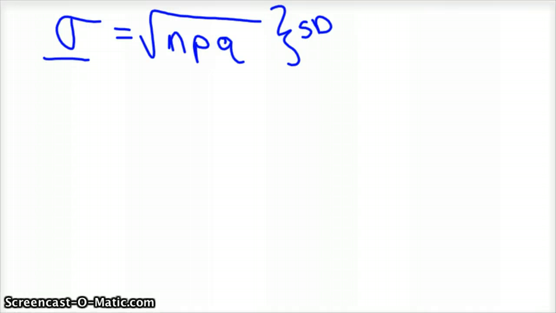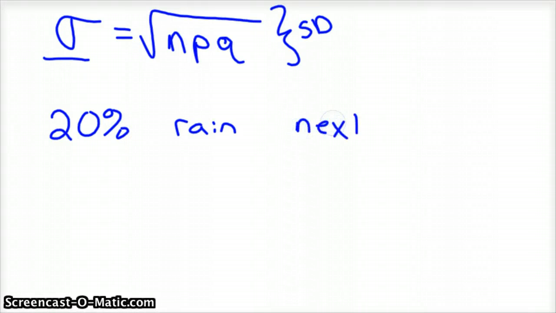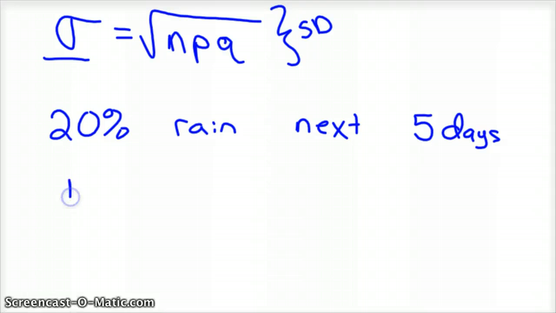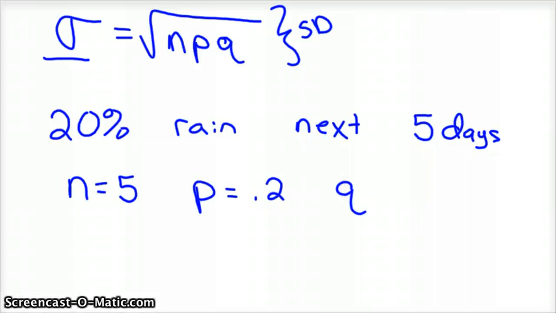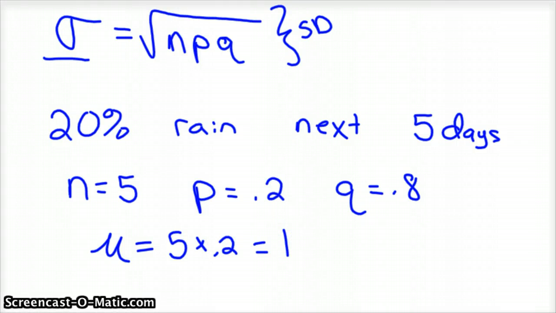So let's say we have a 20% chance of rain over the next 5 days. Each day there's a 20% chance of rain, so it's the same each day. So n would be 5, p would be 0.2, and q, no rain, would be 0.8. And so your mean would be 5 times 0.2, which is 1.